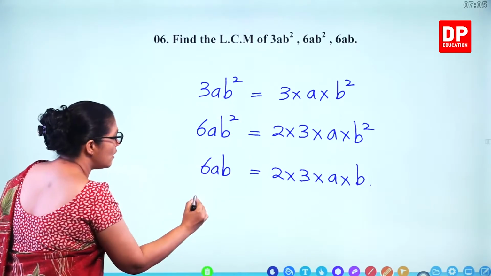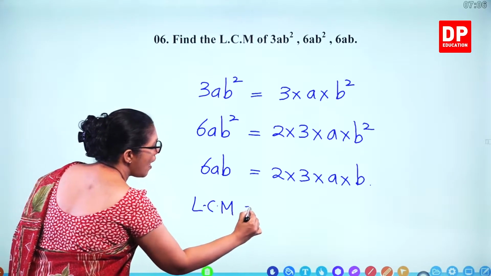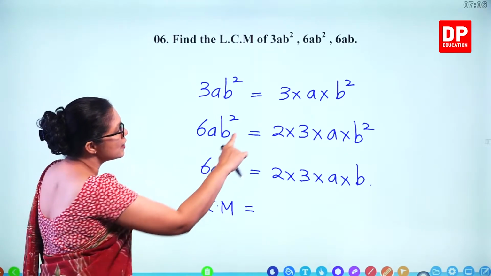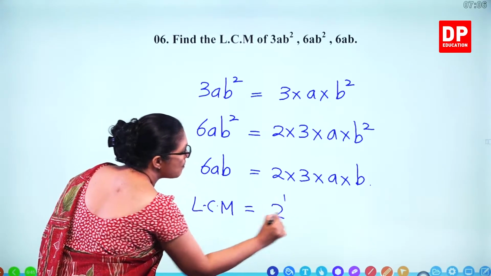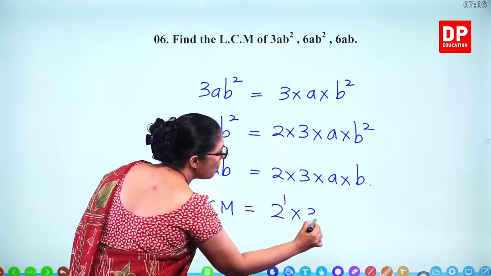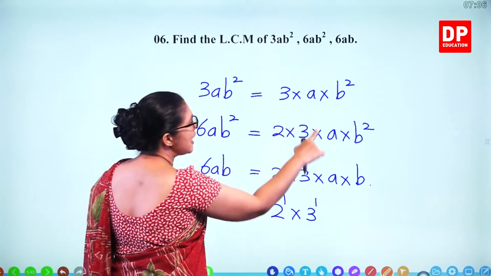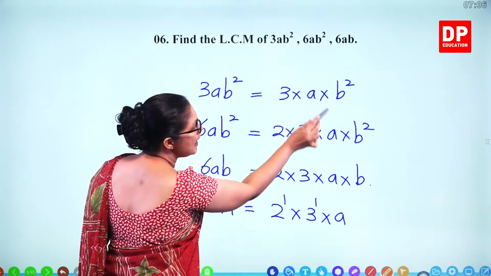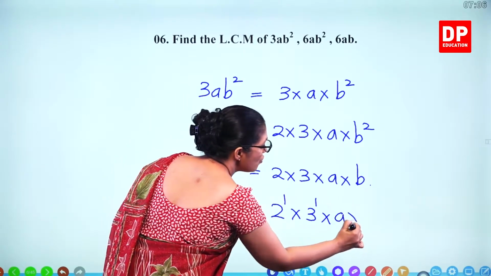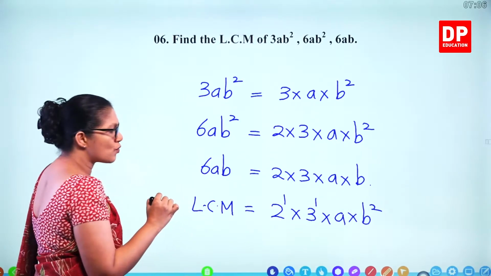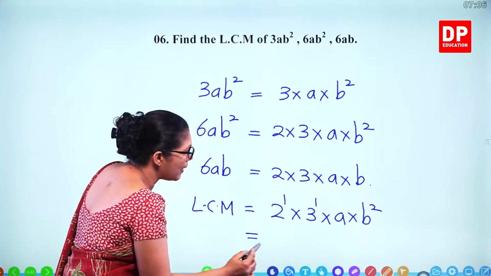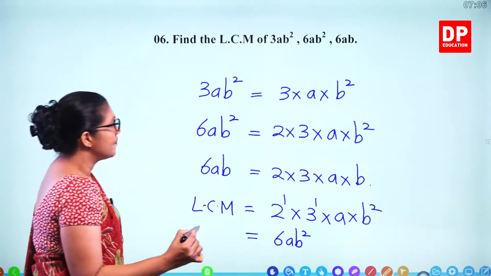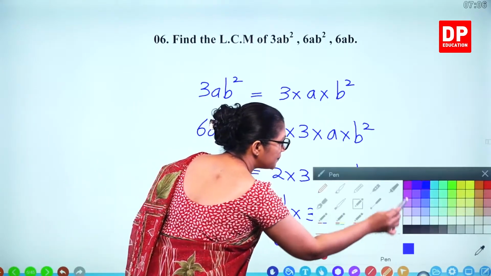Now to find the lowest common multiple, you have to take the maximum power of all distinct factors. So when you take 2, that's power 1. 3 also power 1. What about a? a is also power 1. And here b squared is there. So you have to take the maximum power, that's b squared. So what is the lowest common multiple? 2 times 3 is 6, a b squared. So you get 2 marks for that.